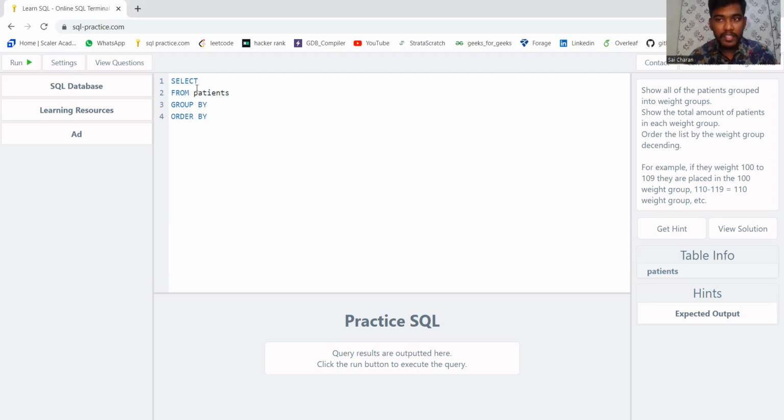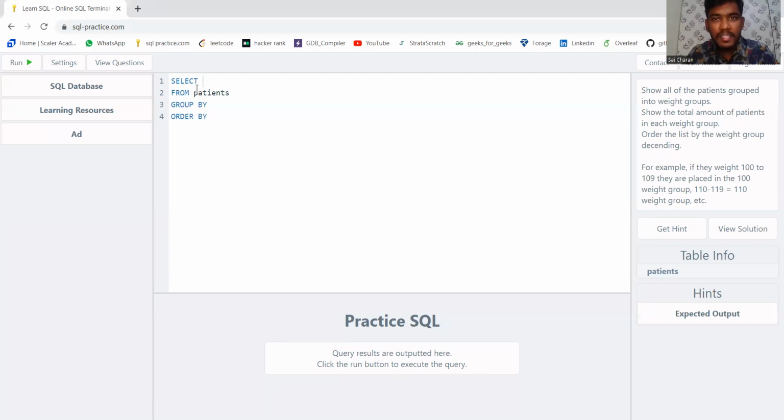Show all of the patients grouped into weighted groups. So what is a weighted group? There were different types of weights in this patients table. For example, if the weight is from 100 to 109, they are placed in the weighted group called 100. If the weight is 110 to 119, they are placed in the group called 110. So how can we do this?